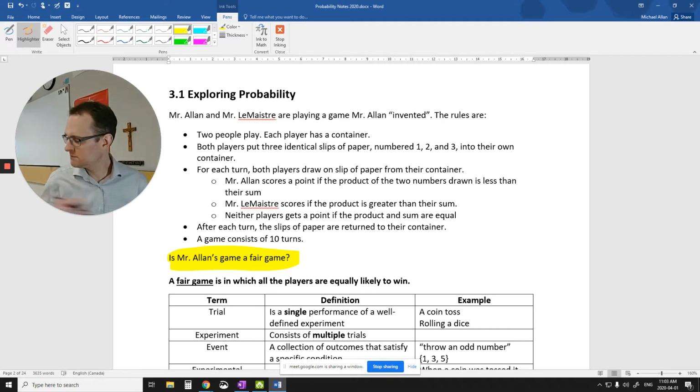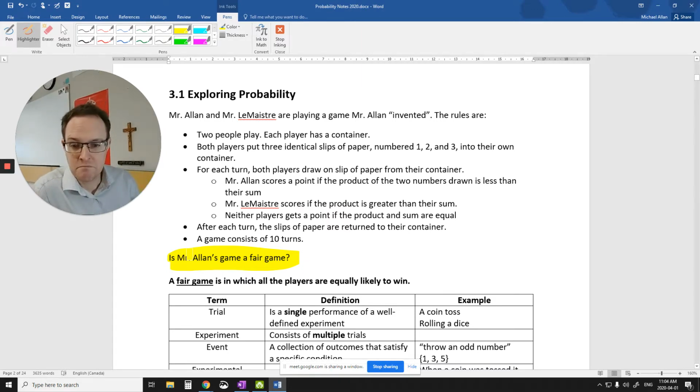So you have a box. Here's a box, right? Inside that box, you put slips of paper 1, 2, and 3. For each turn, players draw a slip of paper from the container. Mr. Allen scores points if the product of the 2 numbers is less than the sum, and Mr. LeMace gets the point otherwise. And if there's a tie, no one gets points. So after each turn, the slips of paper are returned to the containers, and then you do this 10 times. And at the end, whoever has the most points wins the game.